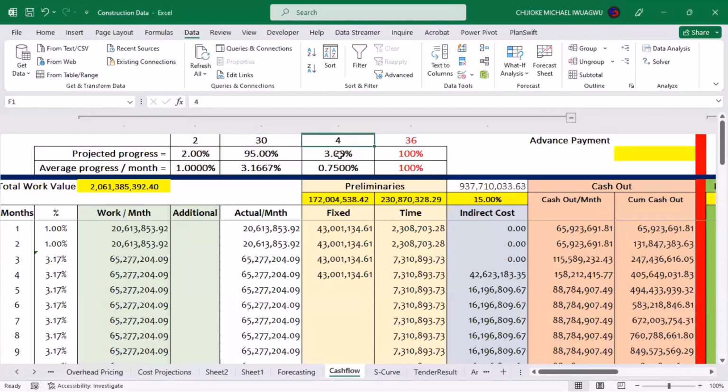Similarly, at the tail end, for the remaining 4 months towards the end of the project, I will be using it to achieve 3% of the work. And when I divide that 3% of the work per month, it gives me that I will be achieving about 0.75% of the work in every month.